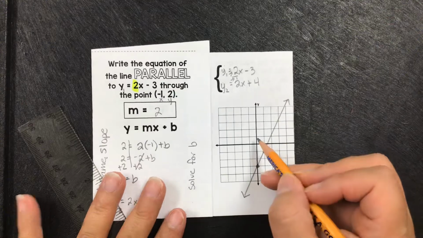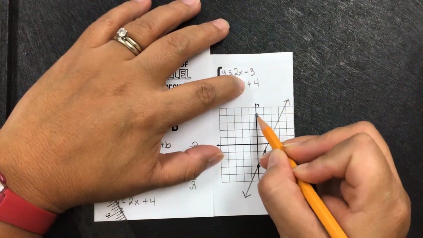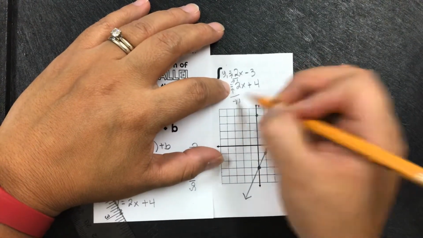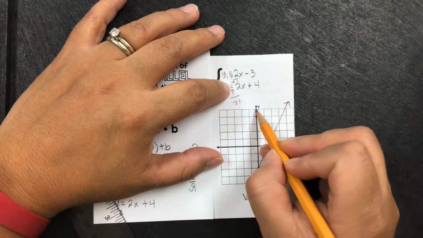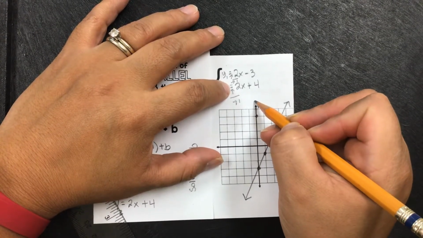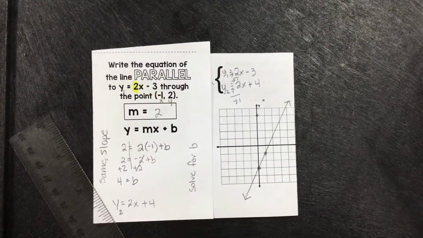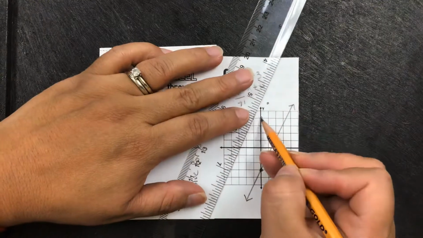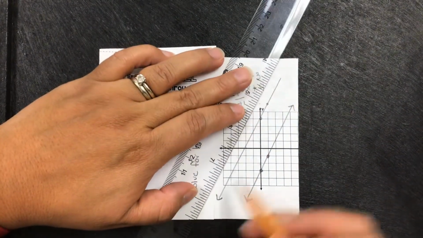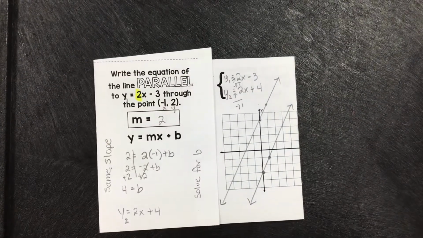y2 starts with the y-intercept of 4. 1, 2, 3, 4. And then you still go up 2 and to the right 1. Because we go out of our graph, we could just go 1, 2, and to the right 1. So you just extend the graph as you need it. Connect those 2 points. And there's your 2 parallel lines.